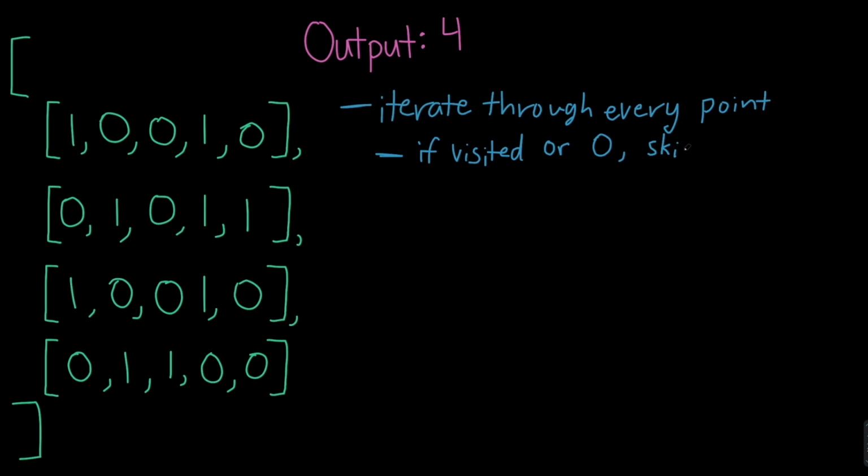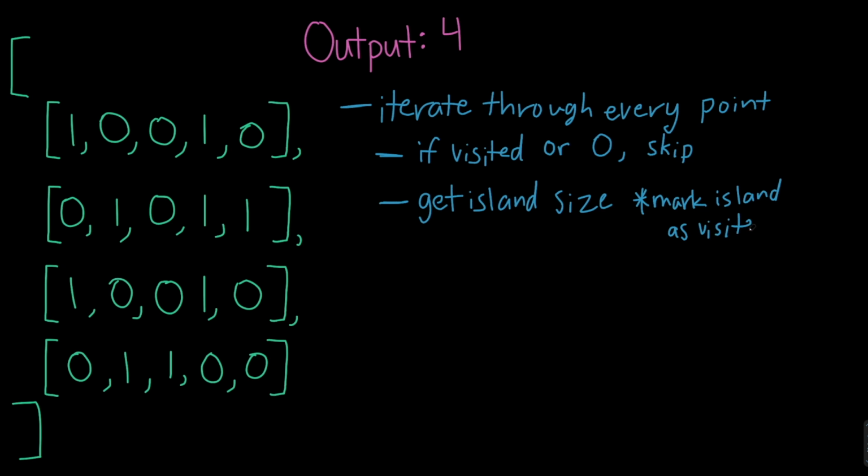Otherwise, that means if we get to this point, we know that we have something that has not been visited and it's a 1. So it is a new island. So what we want to do is get the size of this island. So we'll say get island size. And this is where we're going to use our BFS. And as a quick note, here in this step, we also want to mark every node. We can say mark the whole island as visited. So mark island as visited. That's like sort of a side effect of this step that we need to make sure happens.